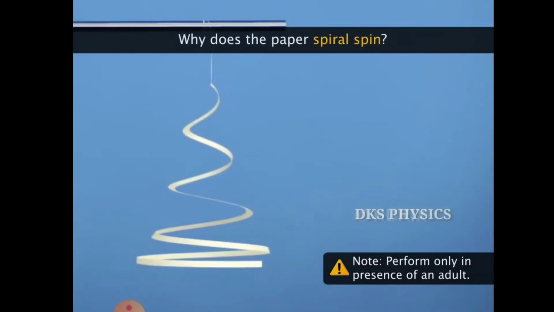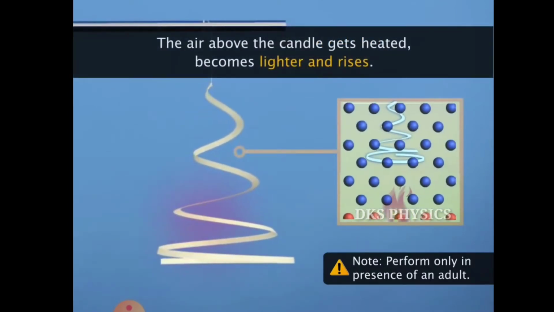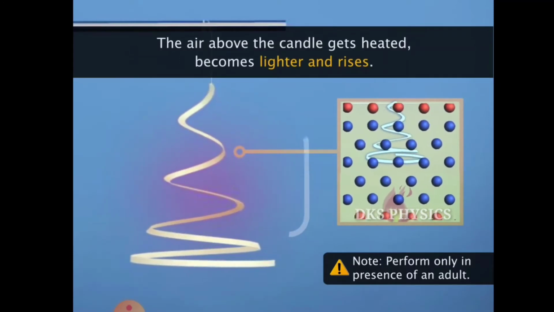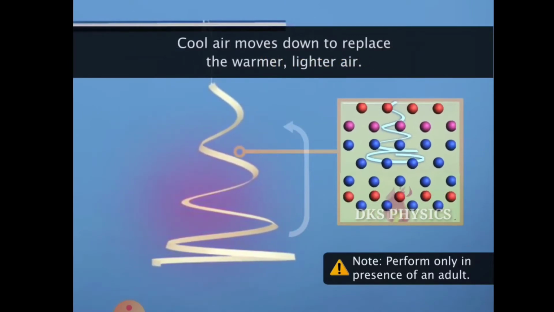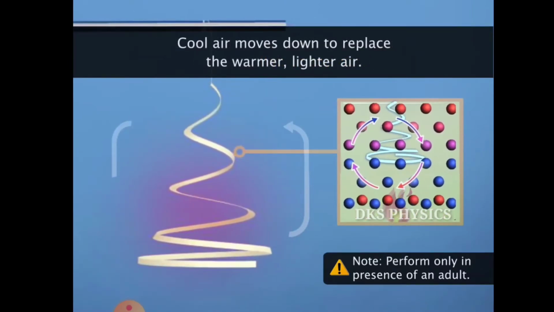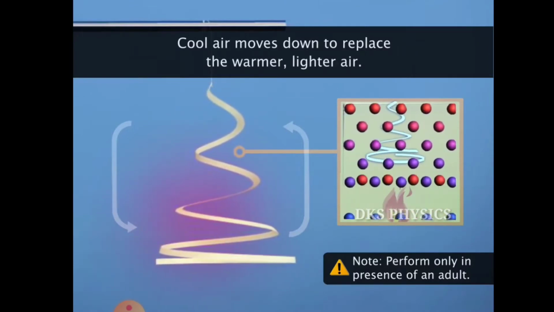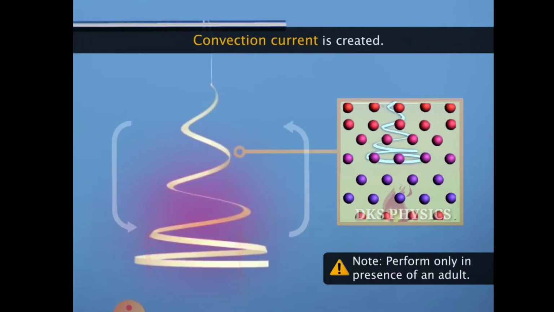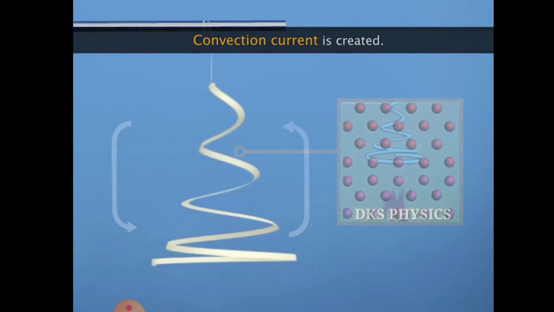Can you explain why this happens? The air above the candle gets heated. Since warm air is lighter than cool air, it rises above the candle. Cool air moves down to replace the warmer, lighter air. Convection current is created. This causes the spiral to spin.